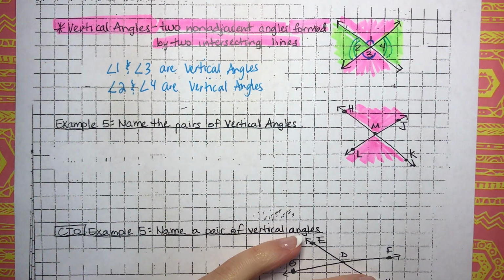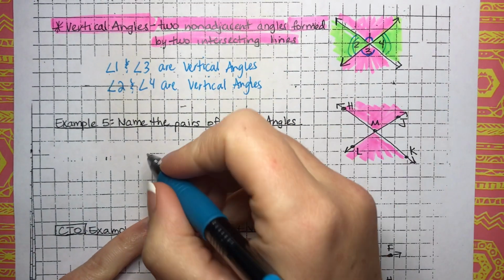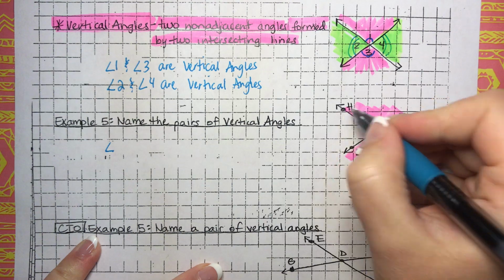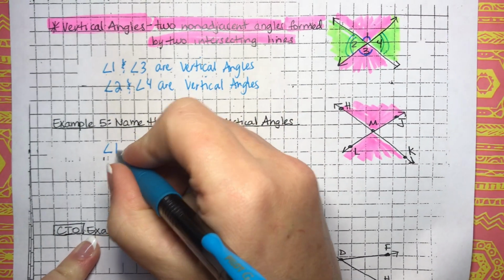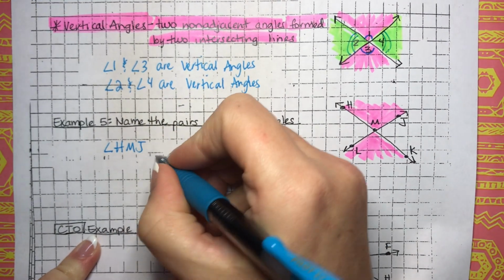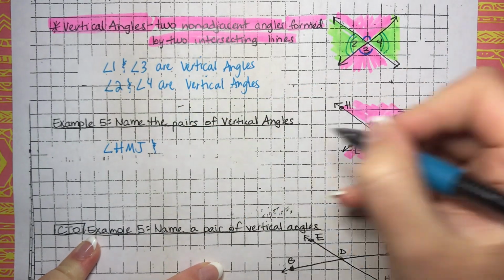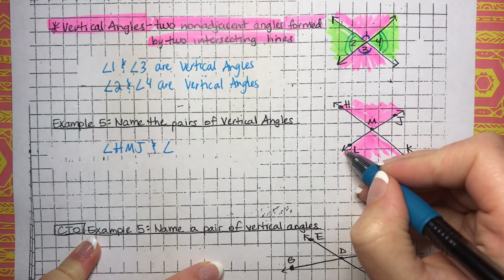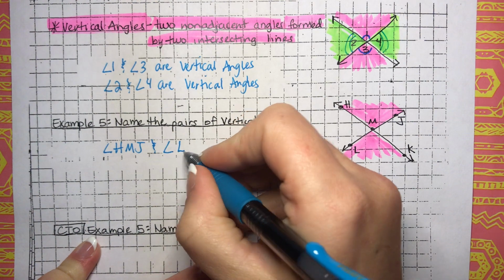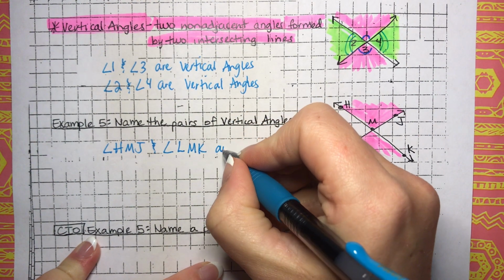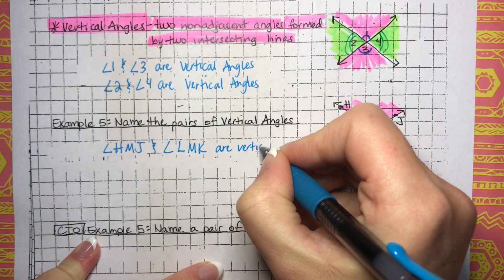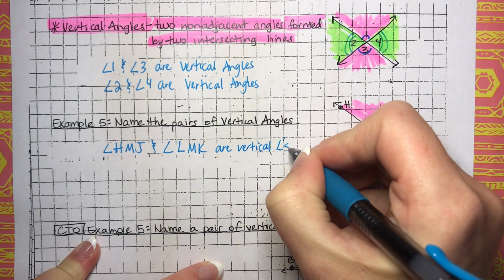So I just need to write that down. I'm going to say angle HMJ and angle LMK are vertical angles. I'm going to say angles like that.